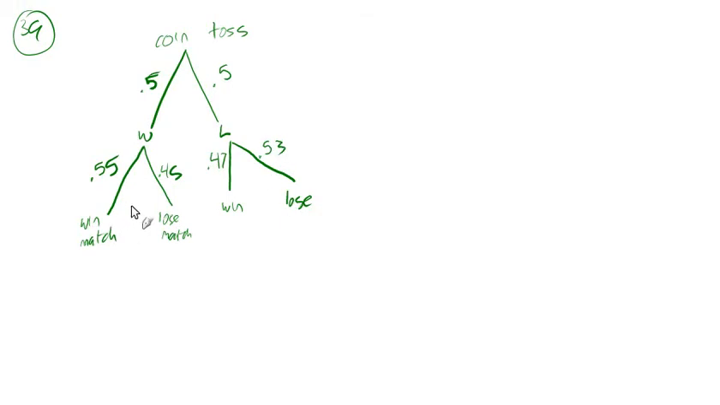Okay, so what's the probability that she'll win? She could win if she takes this route. She wins the coin toss, then wins the match. Or she could win if she loses the coin toss, then wins the match anyway. Okay, so we've got whatever this probability is, in addition to whatever this probability is. So this guy here plus this one here will give us what we want. So what's the probability she will win the coin toss and she will win the match?